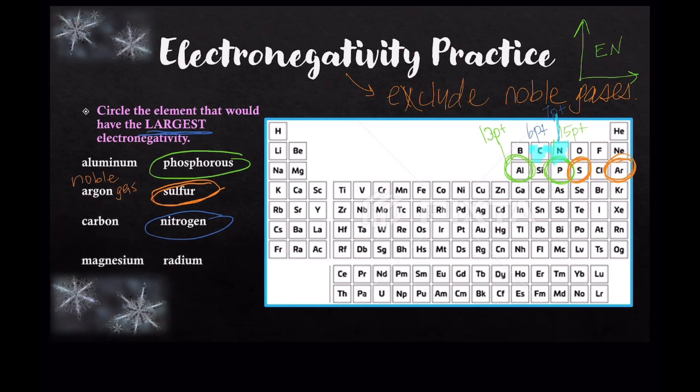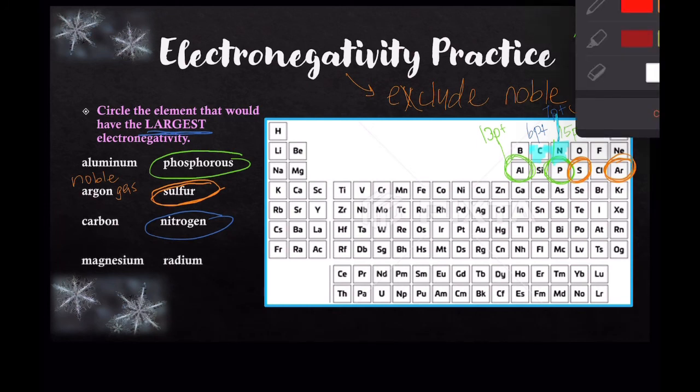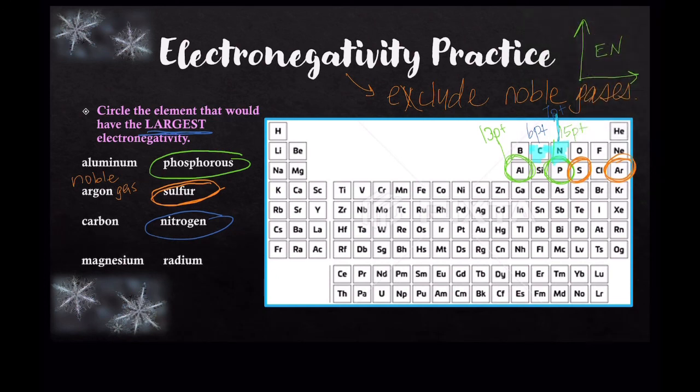Let's do one more. Magnesium and radium. So magnesium is over here. It's a metal, group 2 metal. And radium is also a group 2 metal. Which one of those has the greater electronegativity? Remember, electronegativity increases as you go up a group. Why? Because of the fewer core electrons.